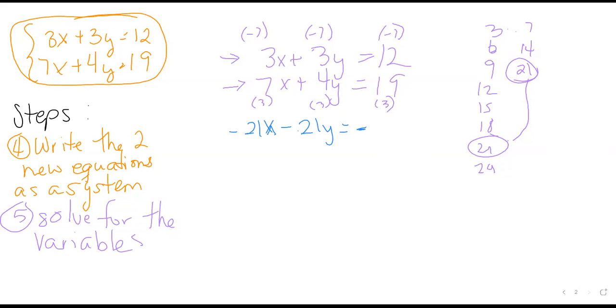84. All of these now become a negative because all of them in the original were positive. Multiplying by a negative number, a positive and a negative is always going to be a negative. So now in my bottom equation, 7 times 3 is a positive 21x. 4 times 3, what's that? 12. And then 19 times 3.